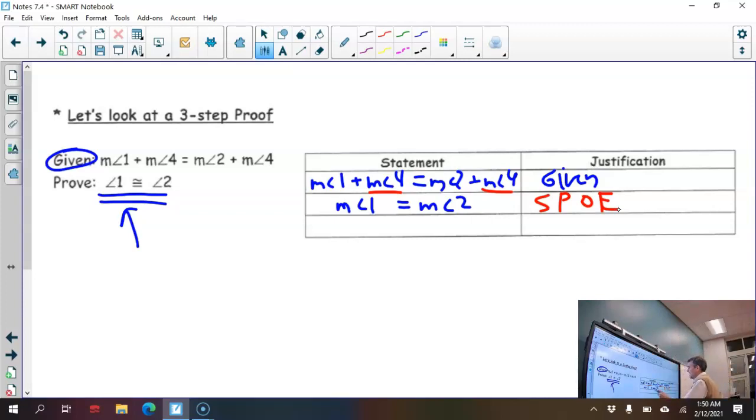And now that I've said that their measures are equal, now I can say they're congruent. Because they're equal, they are congruent. That is the definition of congruent that says that. It says if their measures are equal, then they are congruent.